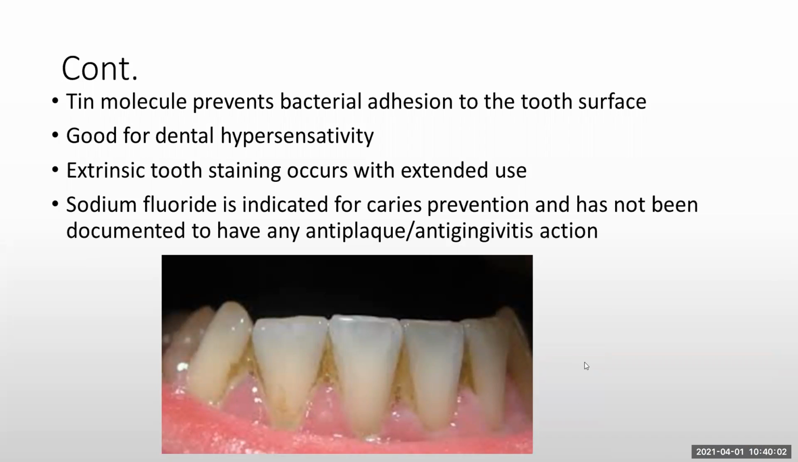But stannous fluoride has a tin molecule in it, and that prevents bacterial adhesion. That tin molecule is great for dental hypersensitivity. However, extrinsic staining can occur with extended use. So if you've got a patient with composites on the anterior areas, it wouldn't be the drug of choice, so to speak, but it's great for bactericidal, it's great for caries control, it's great for dental hypersensitivity. Fluorides are good for a lot of things, but stannous is good for everything.